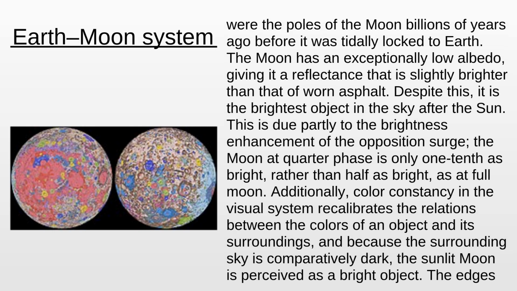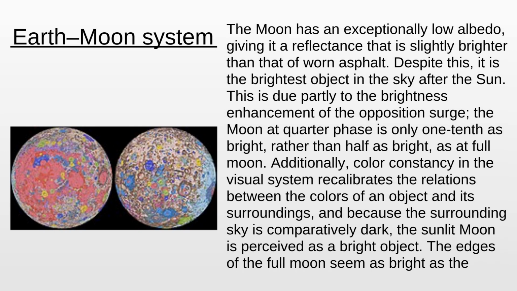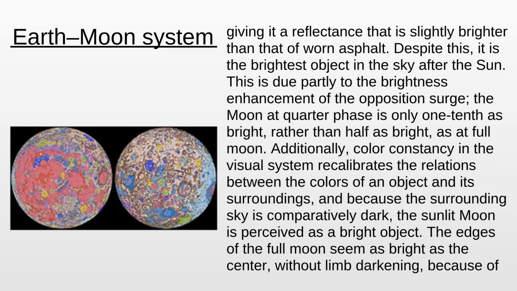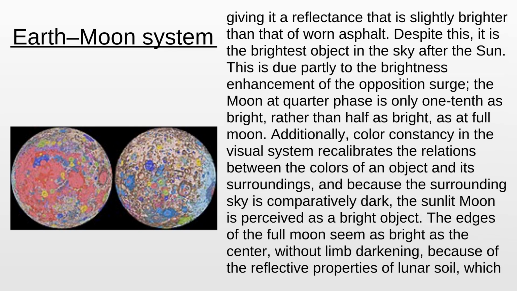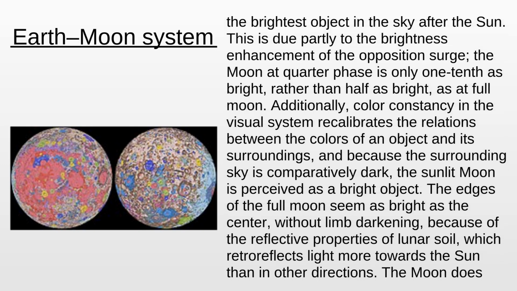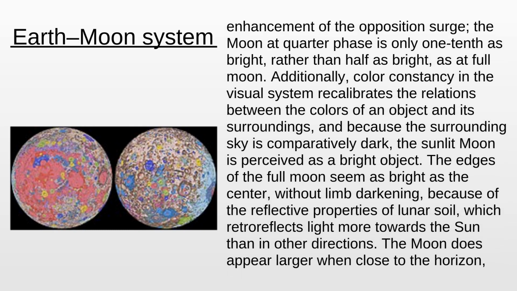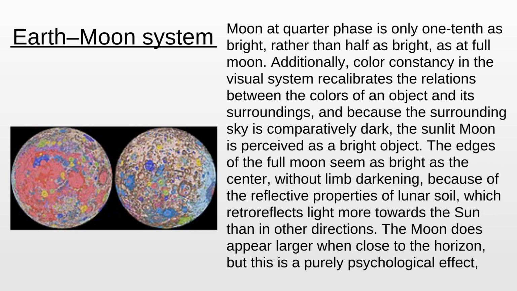The Moon has an exceptionally low albedo, giving it a reflectance that is slightly brighter than that of worn asphalt. Despite this, it is the brightest object in the sky after the Sun. This is due partly to the brightness enhancement of the opposition surge. The Moon at quarter phase is only 1/10 as bright, rather than half as bright, as at full moon.